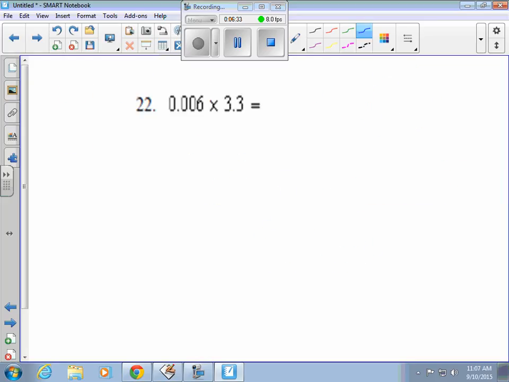Number 22 says 0.006 times 3.3. So if we just stack them, usually it's easier for most of us to do. 3 times 6, or it's probably even easier if you stack it the other way since it's just a bunch of placeholders. 3.3 times 0.006. So 6 times 3 is 18. Carry your 1. 6 times 3 is 18 again. Plus 1 more is 19. All those placeholders, you don't have to multiply by all those zeros.